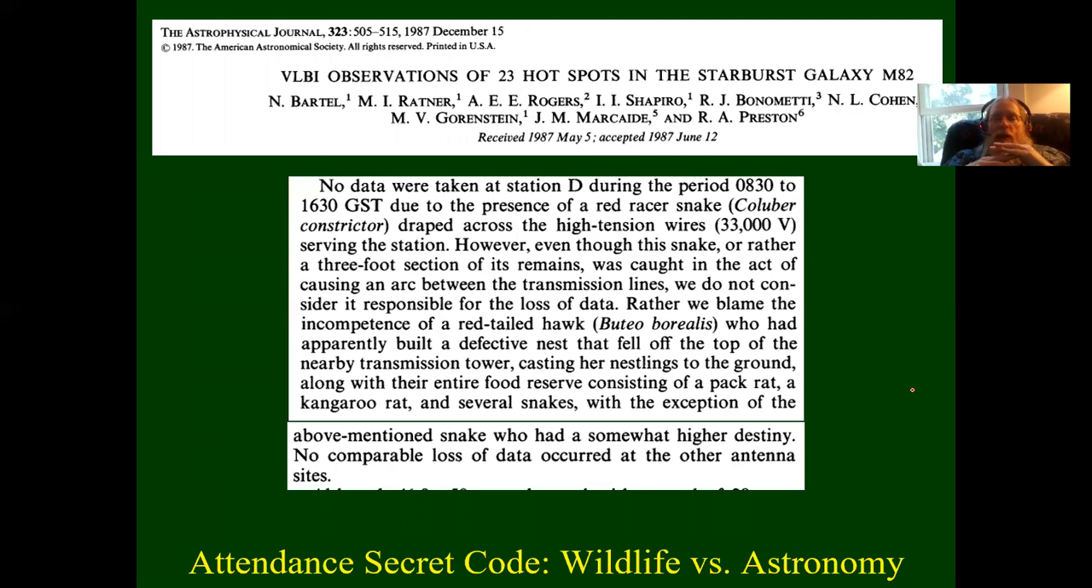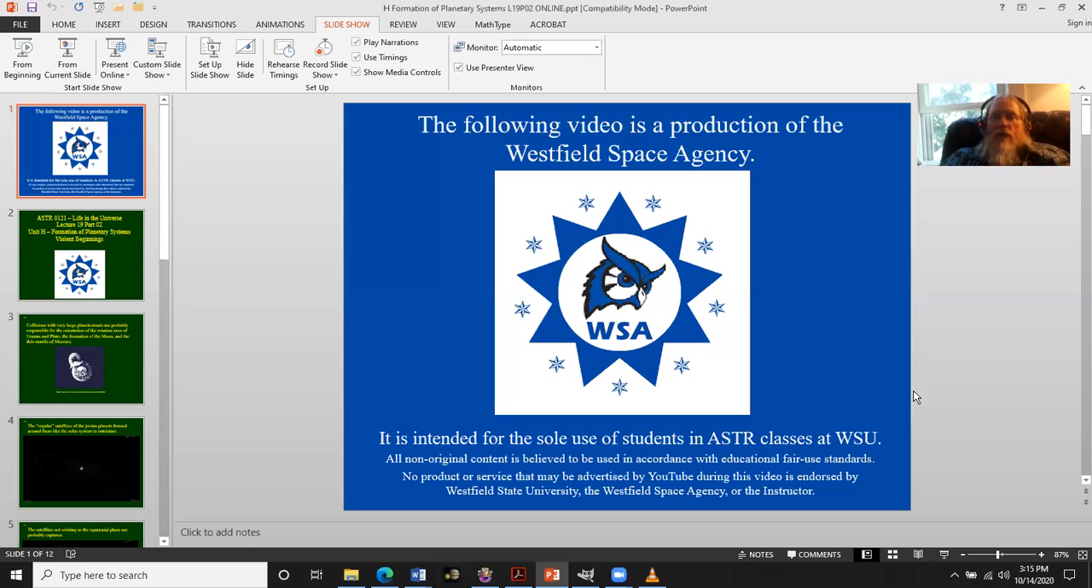But I thought this is just a good random thing here. This is one of the funniest things I think I've ever actually seen in a scientific paper, about why they had some problems taking some of their data. So I thought wildlife versus astronomy is a good way to describe this. And I'm going to leave this slide up faster than you're going to have time to read it. But if you want to read it, pause the video and you can do that.